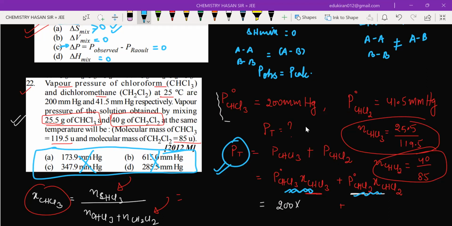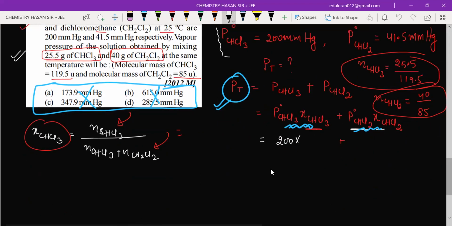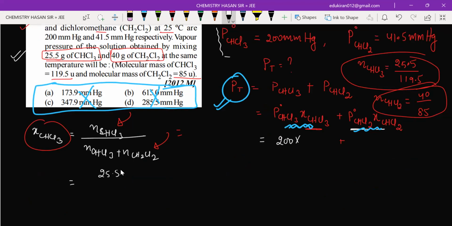I'm gonna just show you and you are going to calculate it at home. 200 into, if you are going to put the value here, 25.5 upon 119. If you are going to solve it, you will be getting 0.21 here. And if you are going to solve this, you will be getting 0.47 here. So what you need to do, 0.21 upon 0.21 plus 0.47. So you just need to multiply it with this and you are going to add this as well.